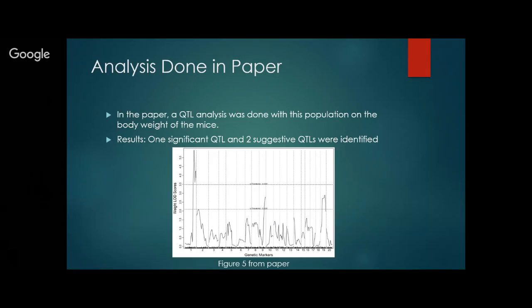So here's a figure included in the paper. QTL analysis was done with this population on the phenotype of interest, which was body weight. So the results from their analysis, they had one significant QTL and two suggestive QTLs. So you can see here on chromosome 1, you have a QTL that is above the 0.05 threshold, and on chromosome 9 and chromosome 19, you also have QTLs that are above the suggestive threshold, but they are below the significant threshold.